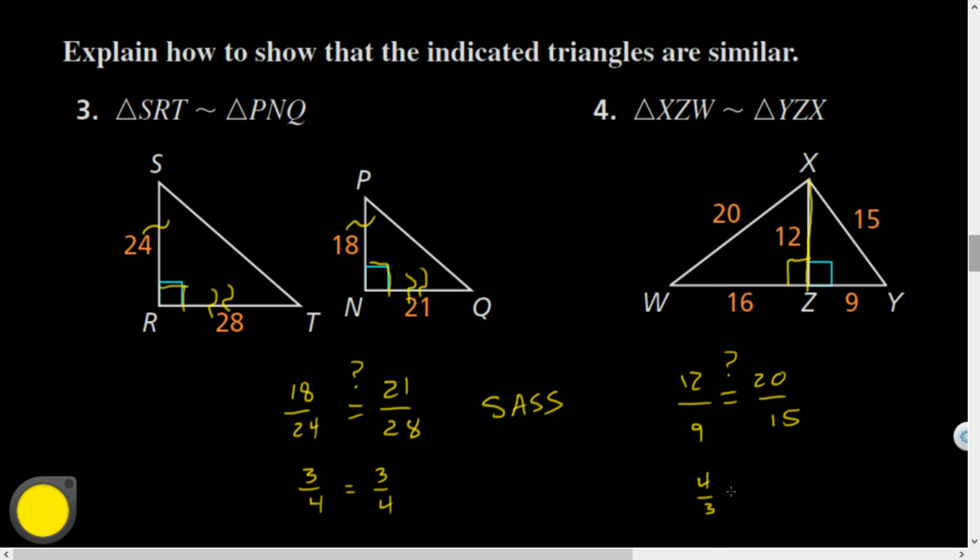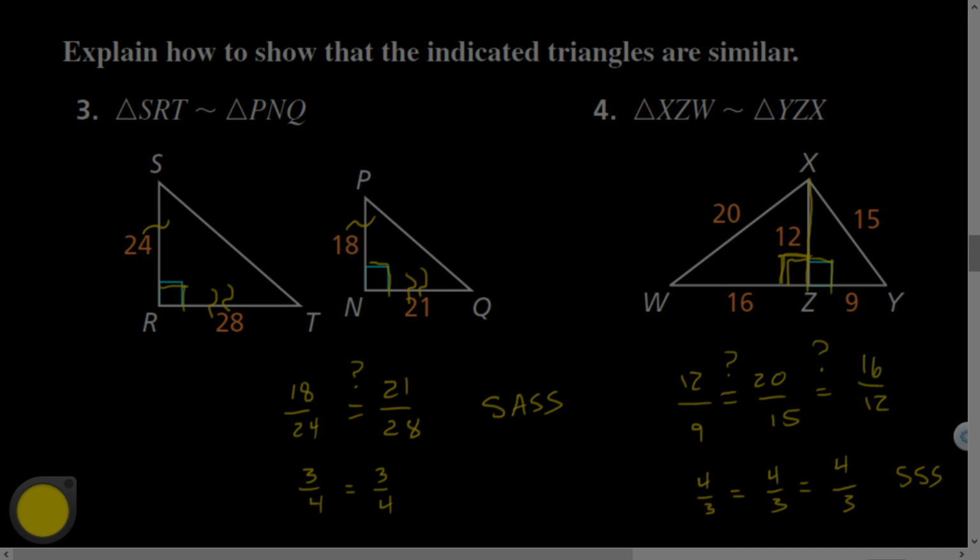4/3 is to 4/3. And actually, I could then compare the 16 to 12, and that's also 4/3. So this could have been done using side side side. Or I could have also realized that right angles are congruent, and then side angle side would have also worked. So multiple ways to prove similarity.